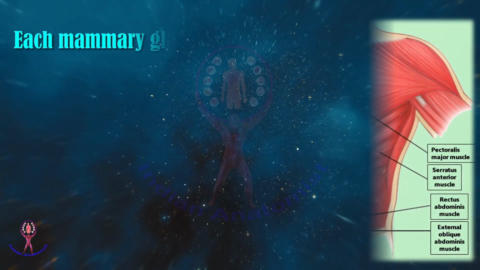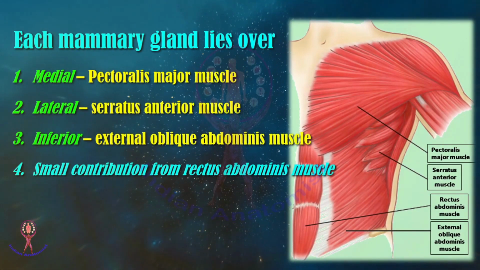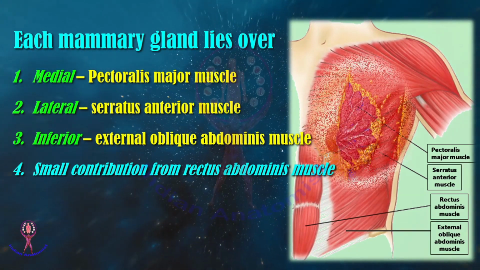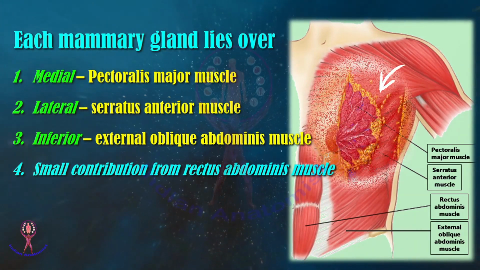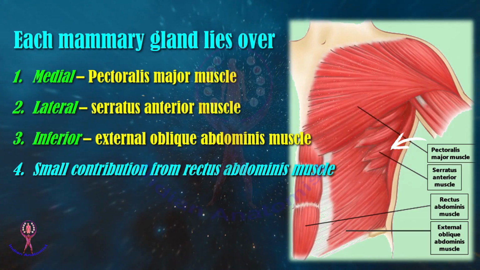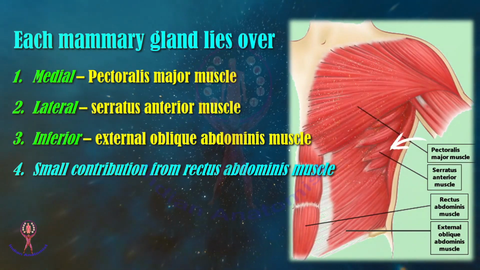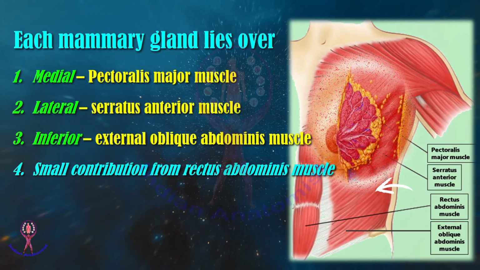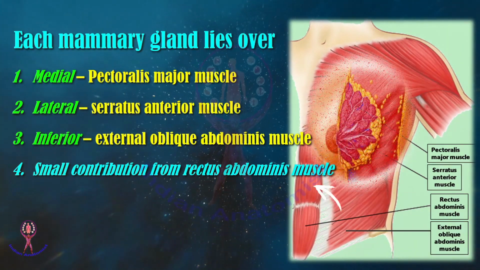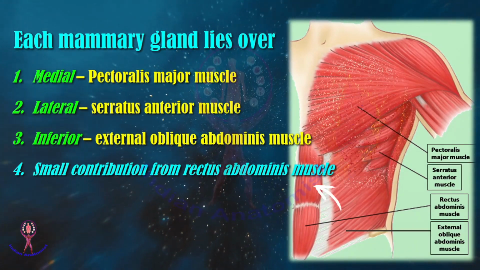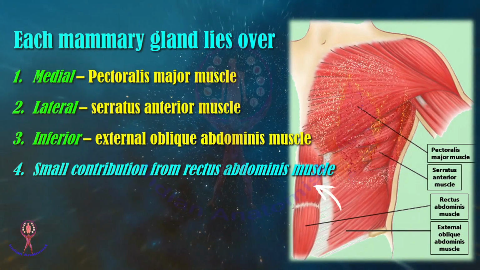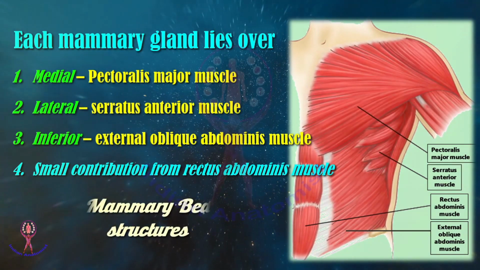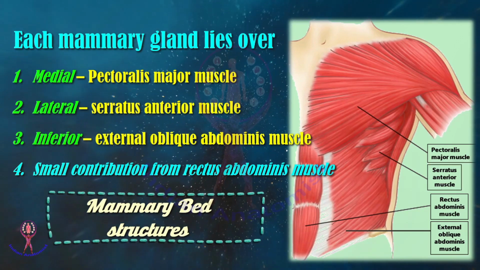Each mammary gland lies over the following structures in the pectoral region. They are: 1. Medially, the pectoralis major muscle. 2. Laterally, the serratus anterior muscle. 3. Inferiorly, it is related to the external oblique abdominis, and 4. To a small extent on the medial aspect, it is related to the rectus abdominis muscle. All the above-mentioned structures are collectively called the mammary bed.